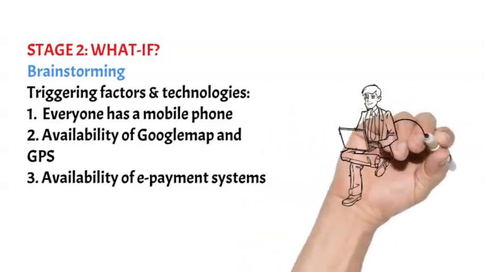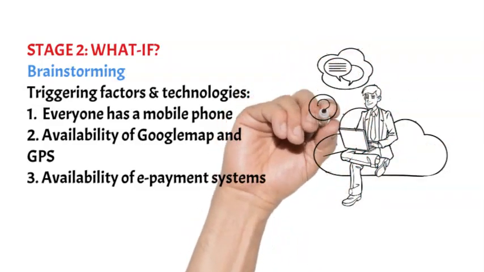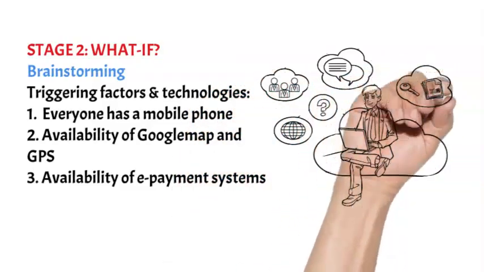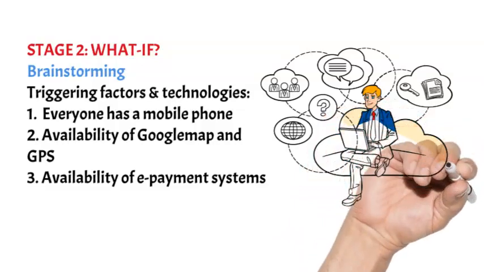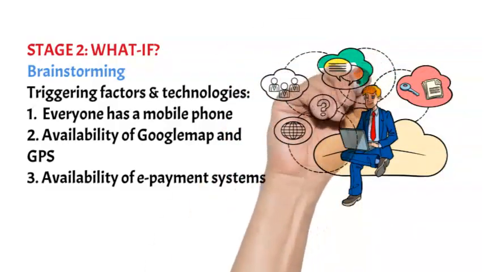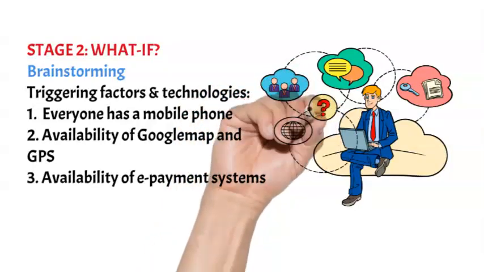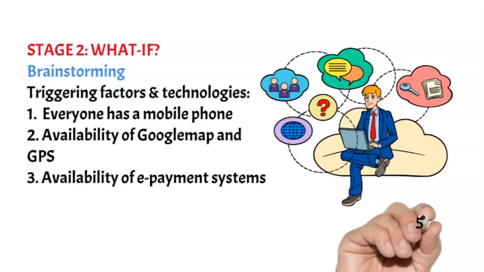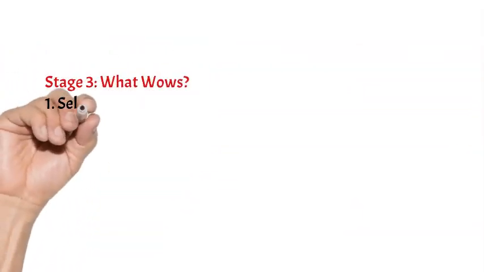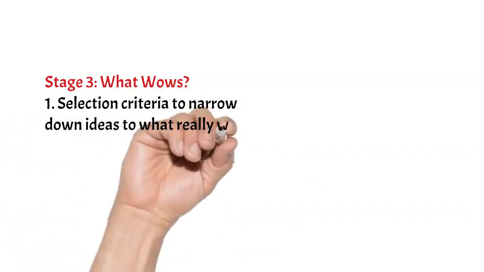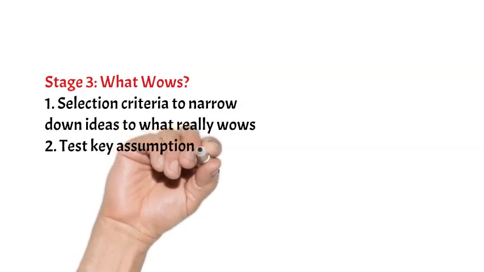Today, lots of newer technologies have emerged. For instance, everybody now has a mobile phone with excellent GPS and Google Maps. There are also e-payment services. Taking into consideration these newer technologies, participants can brainstorm hundreds of ideas to solve these problems for personas Amanda and Bobby. While ideas are plentiful and free in stage 2, in stage 3, the what wow stage, we want to critically narrow down to only the ideas that wow all personas.